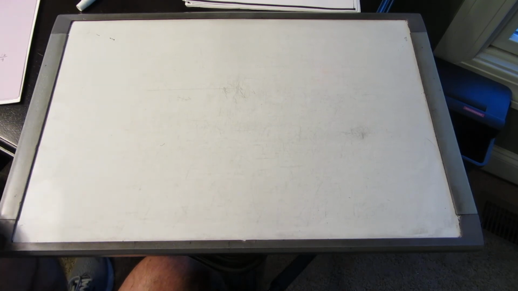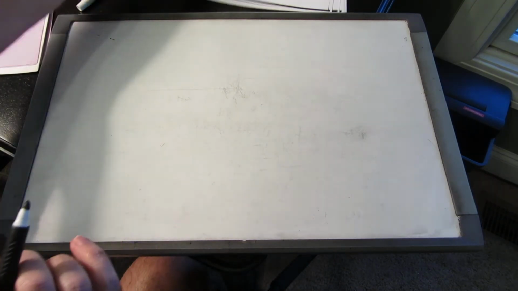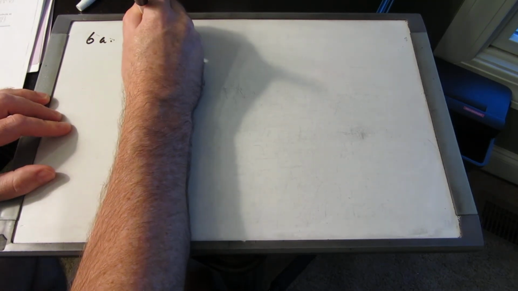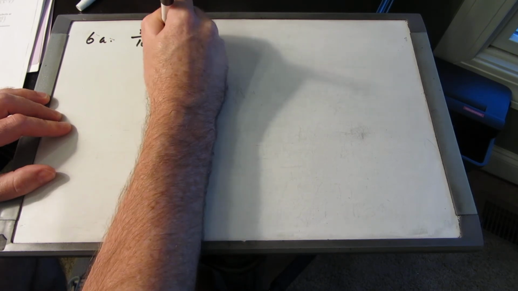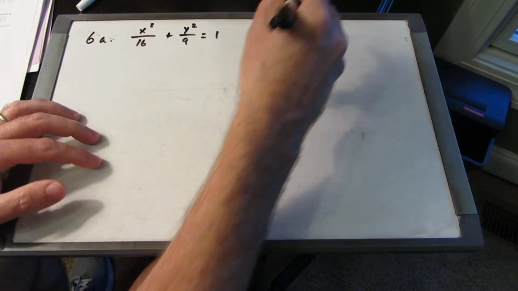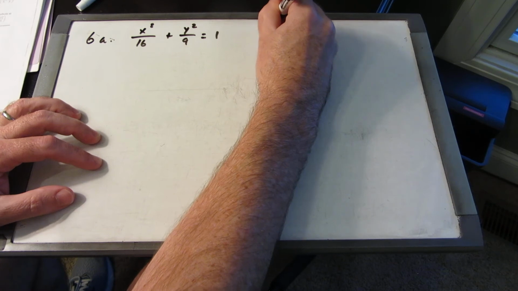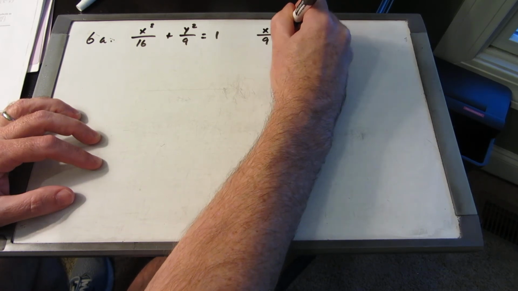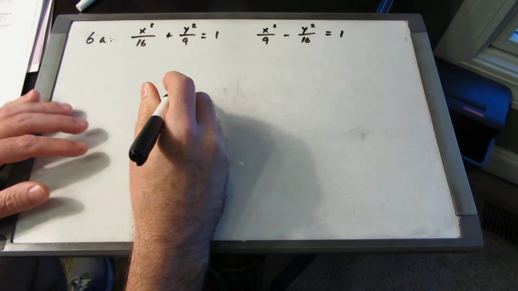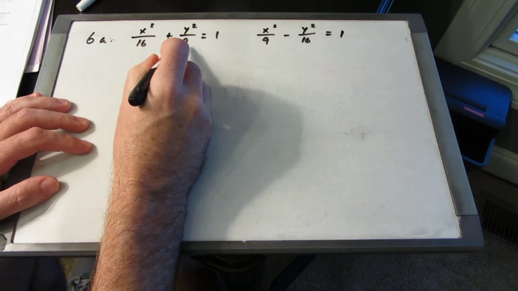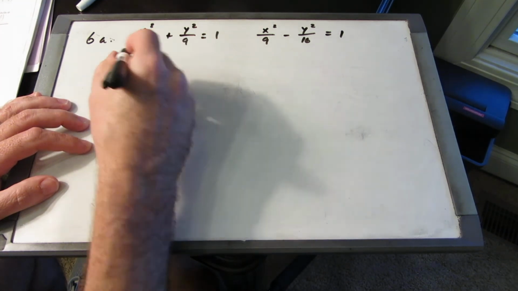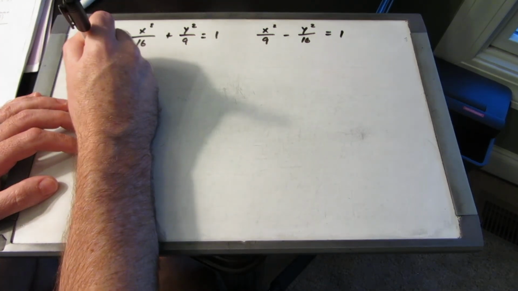Alright, so number 6 says consider the ellipse. So we have x squared over 16 plus y squared over 9 is equal to 1. And then we have a hyperbola, x squared over 9 minus y squared over 16 is equal to 1. We want to find part A, dy dx of the ellipse. Okay, so that's this one right here. Okay, well, I think I can do that. So let's d dx that thing.